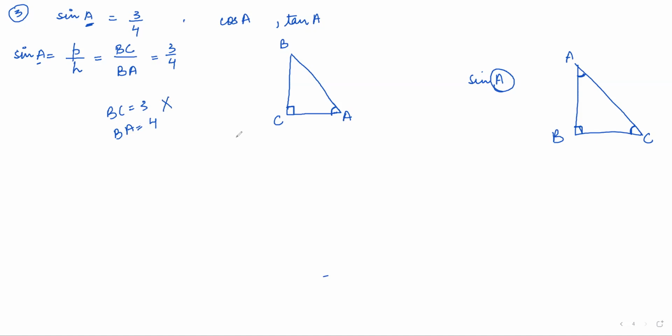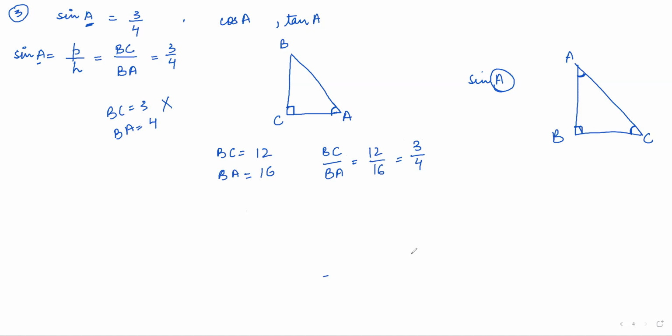Why? See, for example, my BC is, let's say, 12, right? And my BA is 16, right? Now I want to take BC upon BA. So this will be 12 upon 16 and you cut it from the table of 4. So again, you will get 3/4. So how can I say that my BC is always 3? It can be 12 also, right?